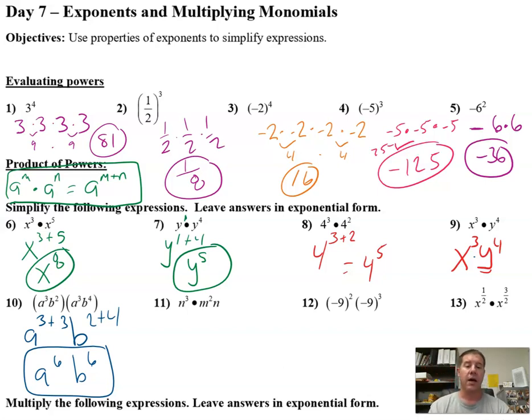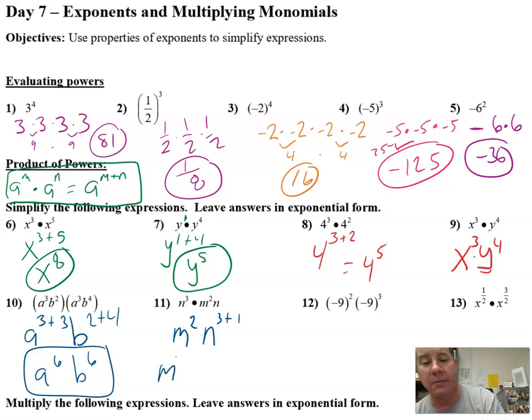All right. Next we have n cubed times m squared n. When we write the variables, we always want them to go in alphabetical order. So I'd grab my m first, but if there is no other m's, this m squared just goes by itself. Then with the n's, I'm going to go ahead and add those exponents. Remember, if there is no exponent, there's really an exponent of 1. So this would become m squared n to the 4th.